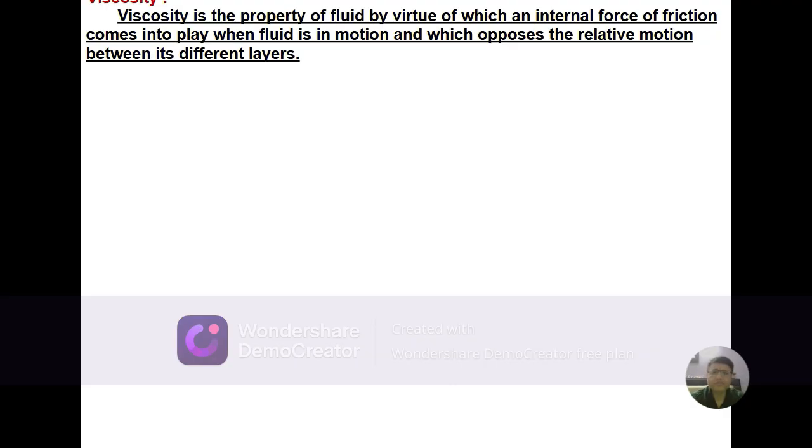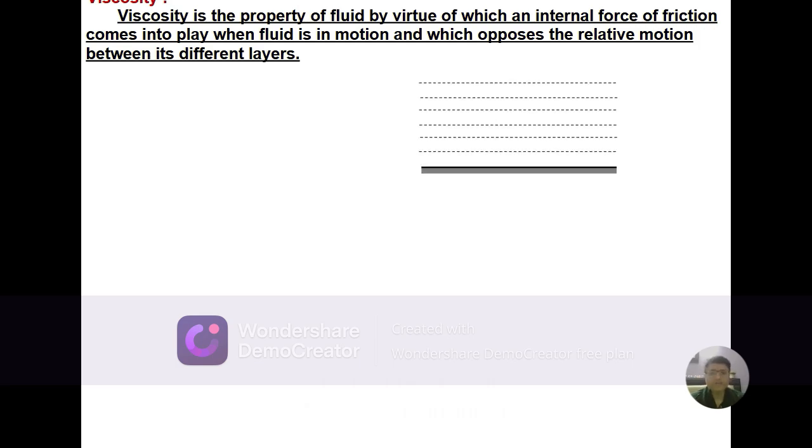When the fluids are moving, there is a very important property which is called viscosity. Viscosity is the property of a fluid by virtue of which an internal force of friction comes into play when the fluid is in motion. And this frictional force opposes the relative motion between its different layers.